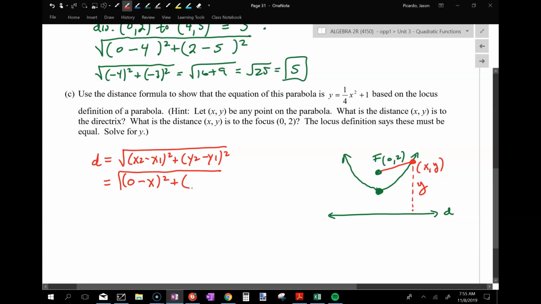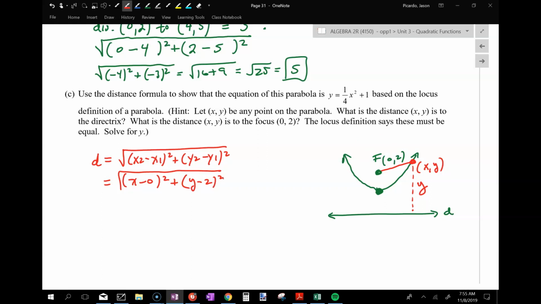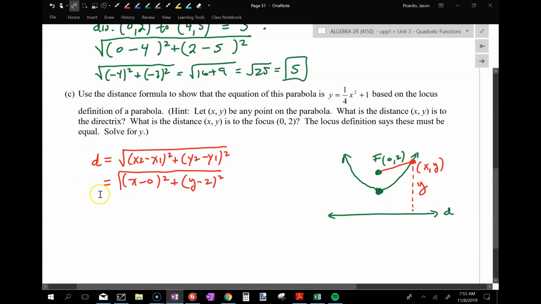Actually, you know what? I'm going to do it the other way around. Only because if I do x minus 0, then here I have to do y minus 2. I'd rather do y minus 2 than 2 minus y. Now, there's my formula. And again, Brianna, what does that represent? That represents the distance from the focus to any point on the parabola, x y.